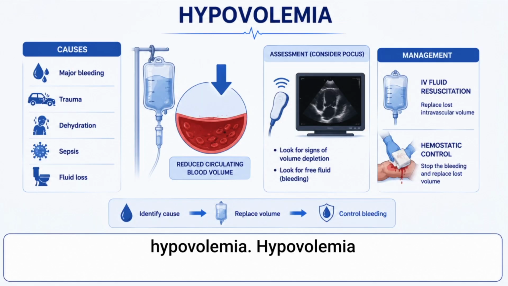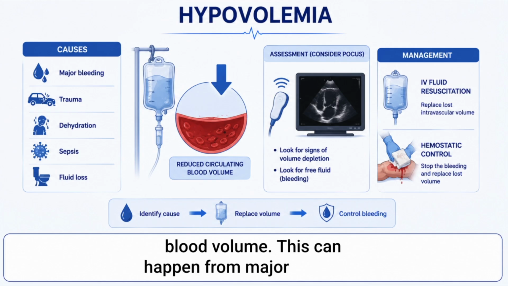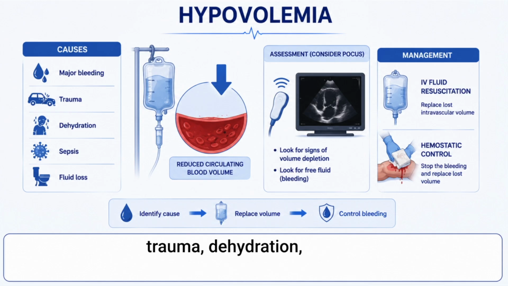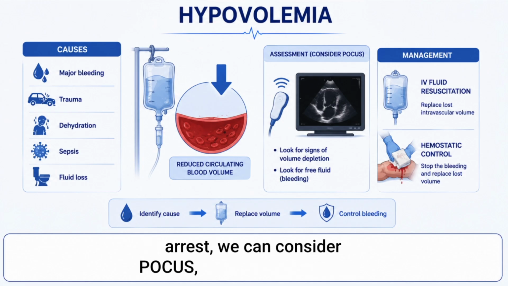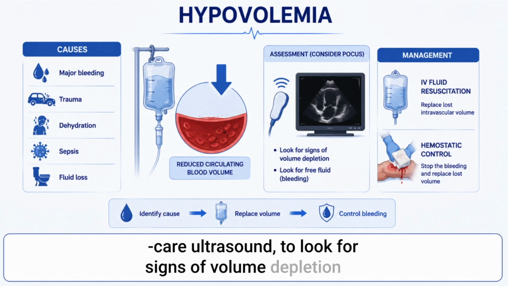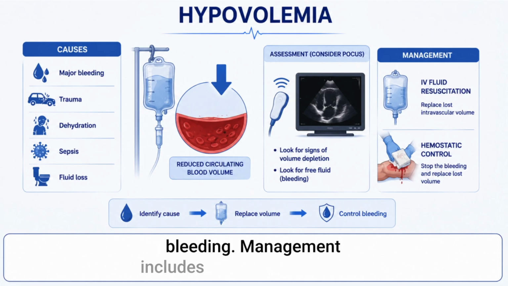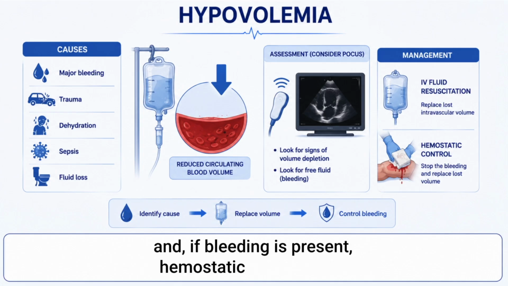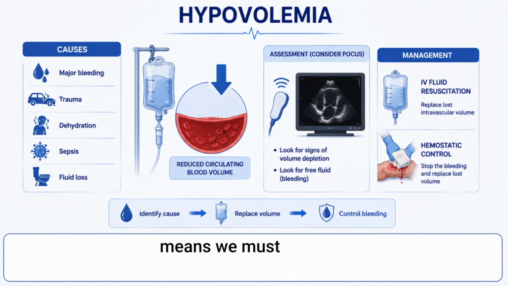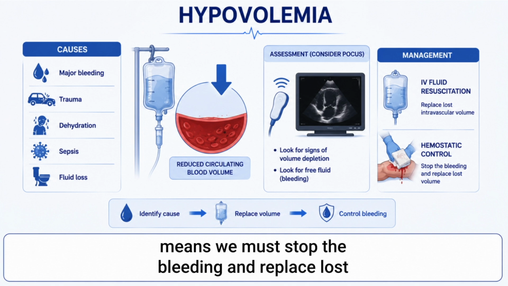Hypovolemia. Hypovolemia means reduced circulating blood volume. This can happen from major bleeding, trauma, dehydration, sepsis, or fluid loss. During cardiac arrest, we can consider POCUS, which means point-of-care ultrasound, to look for signs of volume depletion or bleeding. Management includes IV fluid resuscitation and, if bleeding is present, hemostatic control. That means we must stop the bleeding and replace lost volume.